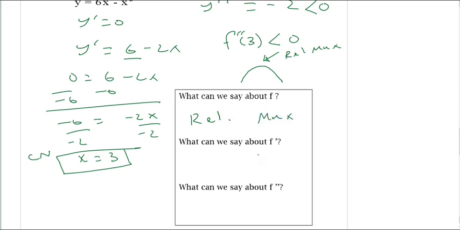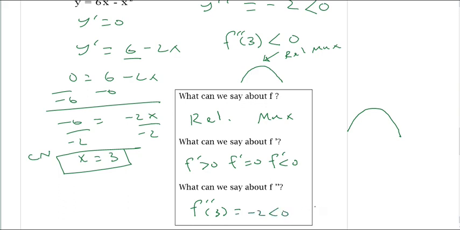What can we say about f prime? Well, if it's concave down, we know that f prime of x is greater than 0, f prime is equal to 0, and f prime is less than 0. What can we say for f double prime? We can say that f double prime of 3 is equal to, I think we got negative 2, which is less than 0. So we know that it's concave down, basically. So that's it. That's the second derivative test.